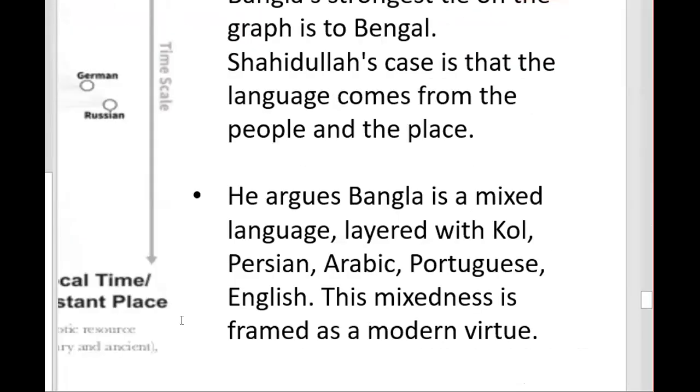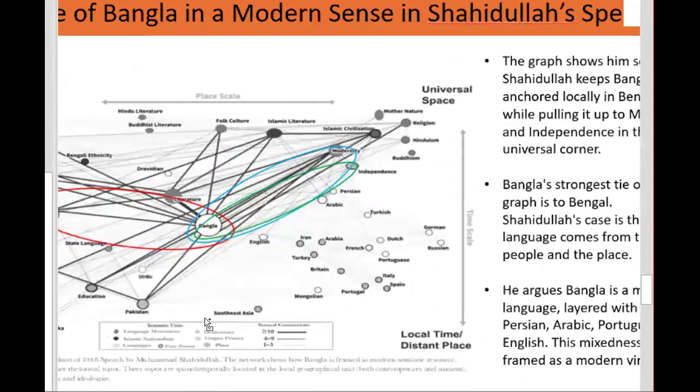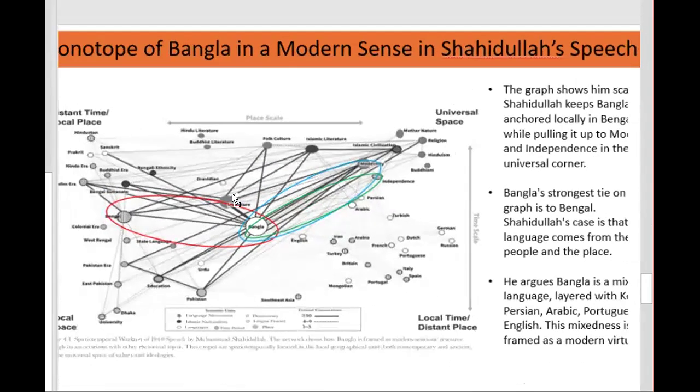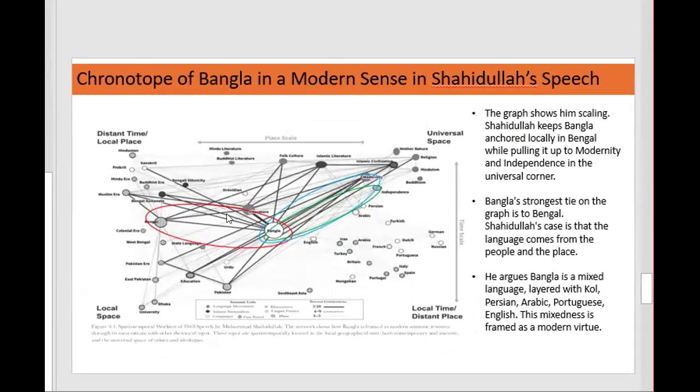So the nodes are each one of those discursive fields. So this is Bangla, a discursive field that is language. And then the other nodes are categorized in different ways. Some of them are tagged as language movements, some as Islamic nationalist codes, some as democracy nodes.